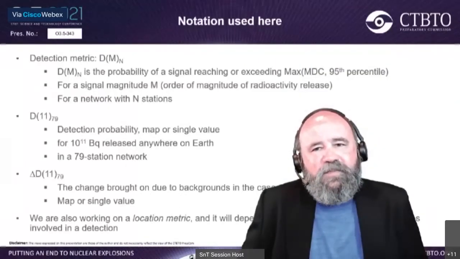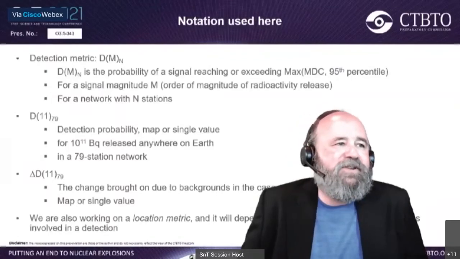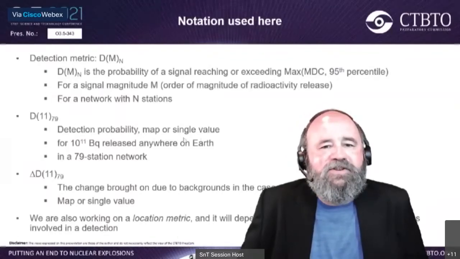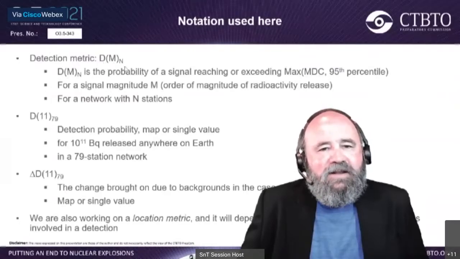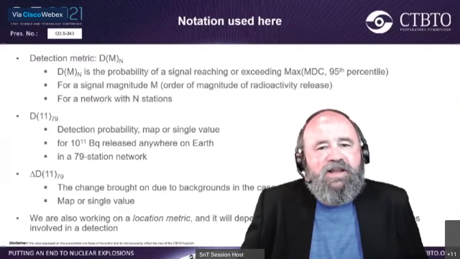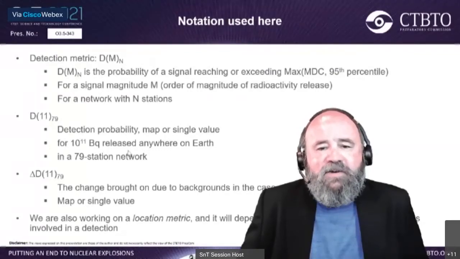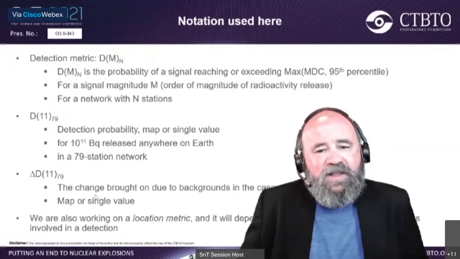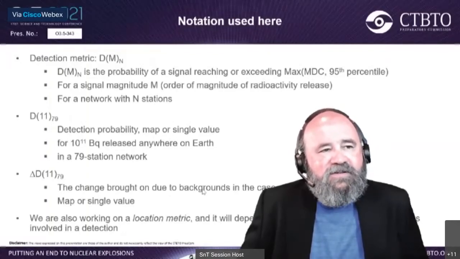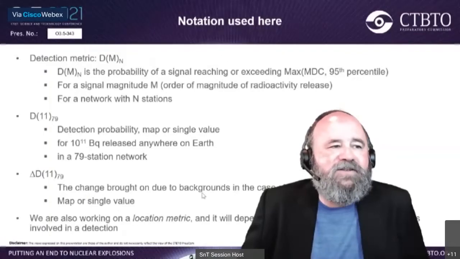Now, a word about notation. We created a new notation where we say this quantity DMN is the detection probability for a signal of magnitude M for a network with N stations. So for example, D1179 is the detection probability for a 10 to the 11th Becquerel release in a 79 station network, and delta D11 is the change brought on by backgrounds, the delta caused by backgrounds.